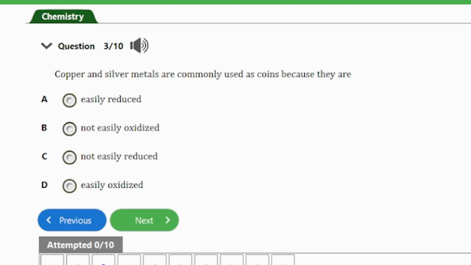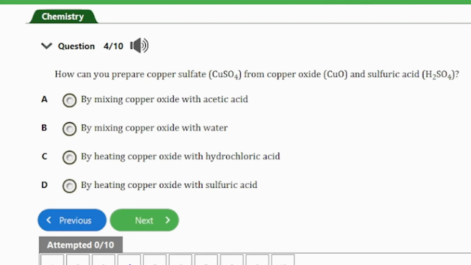Actually, coinage properties require that the materials to be used must be noble and hence should not rust easily or become easily oxidized. And that's it for this question. The answer to this question is option B. So let's consider the next question.